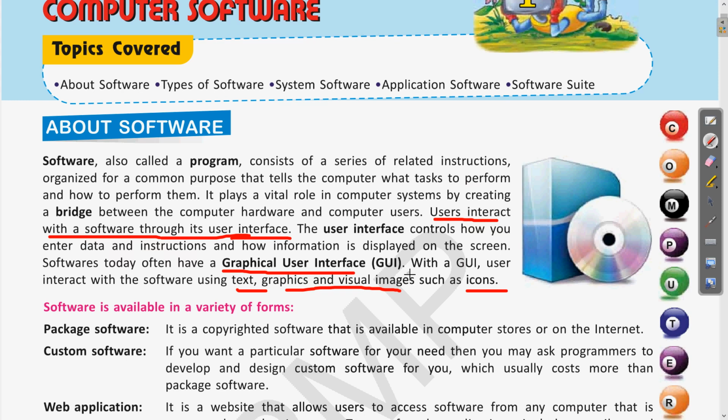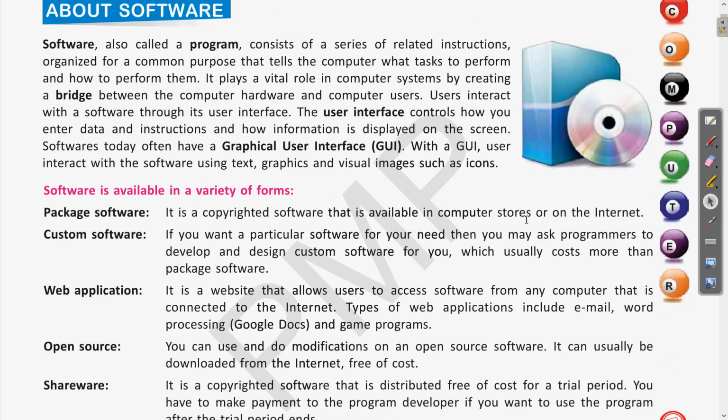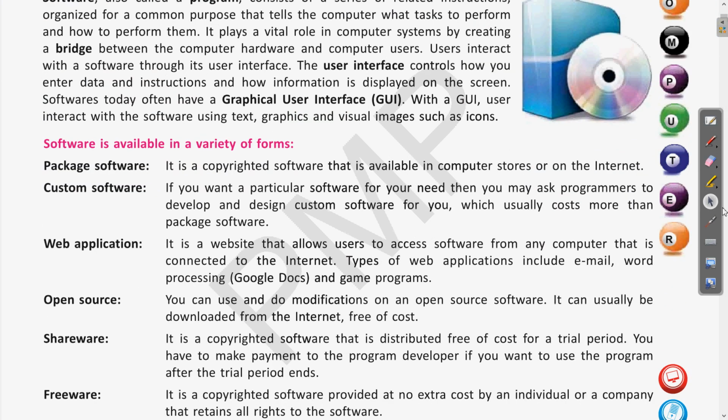Next is, what are the different types of software? Clear? So let us move to the next, that is, the different software varieties. First is package software. What is the meaning of package software? Package software are those which are copyrighted. Clear? So copyrighted software is available in stores as well as on the internet, but if you are purchasing these softwares from the internet, we will need to pay some price.